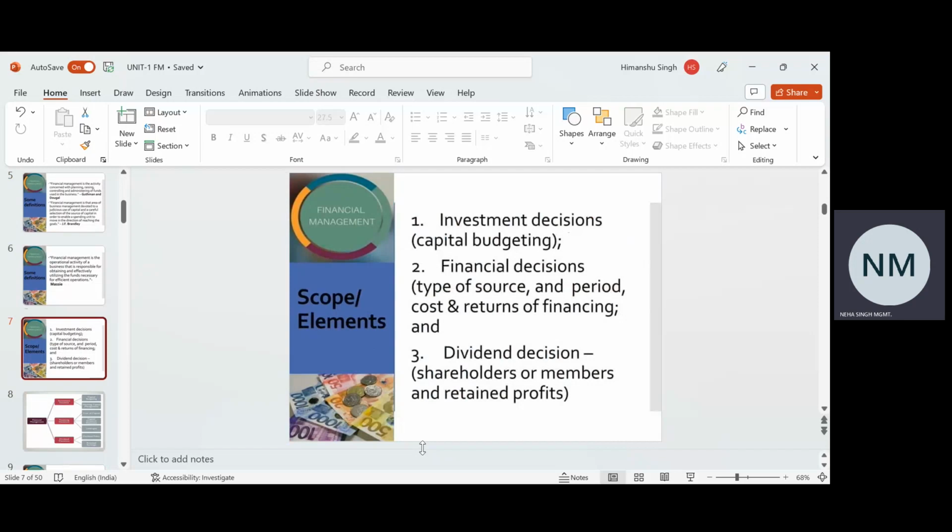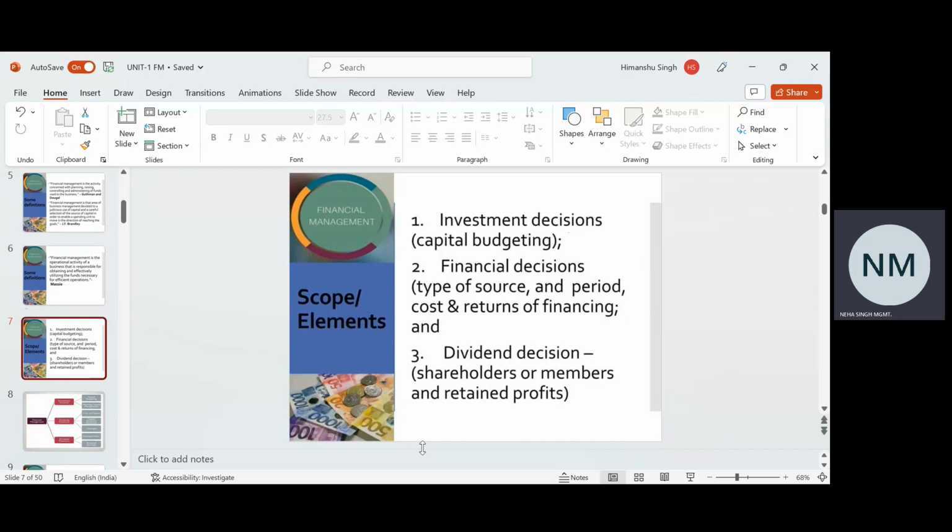Moving towards our next decision, which is financial decision. In this decision, we take decisions related to the sources of funds which a financial manager has to take. So in this, he or she has to identify the sources from which maximum funds can be raised by the company. In third, dividend decision. In this decision, we will see how much amount of profit should be distributed among the shareholders and how much profit should be retained by the company itself for further investment.